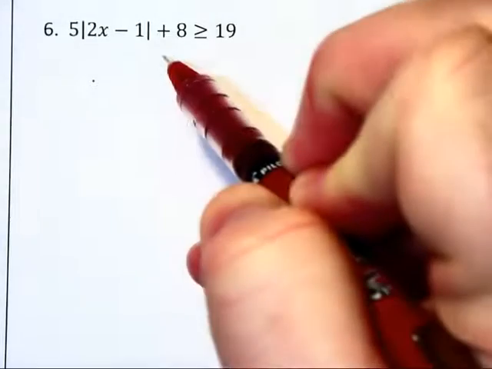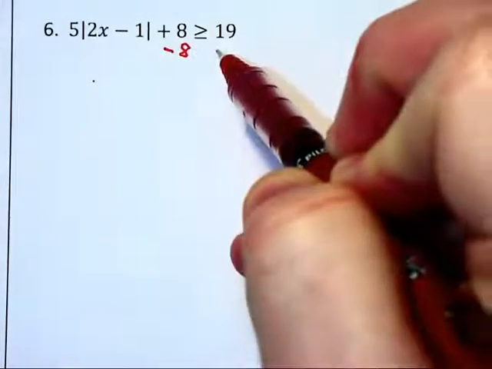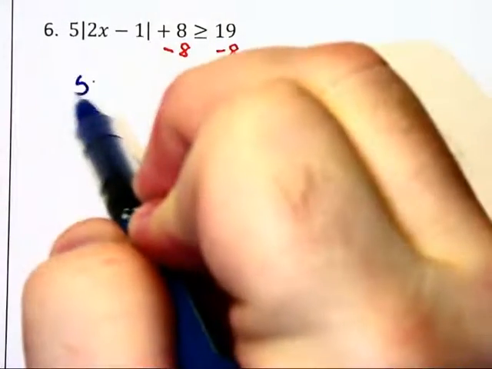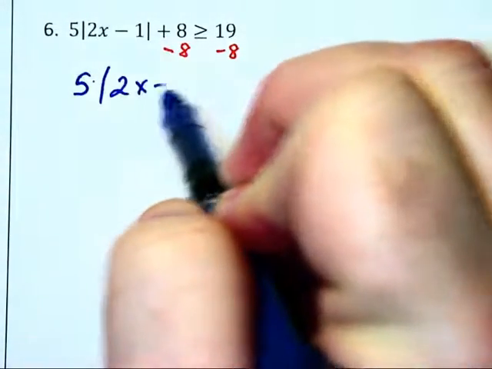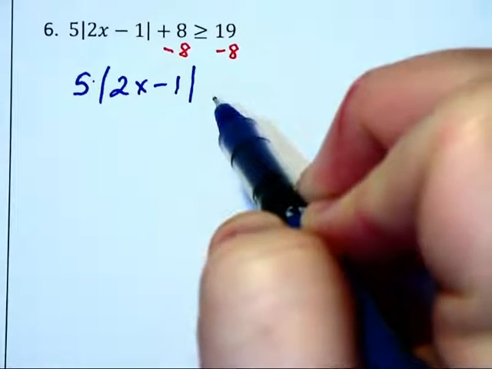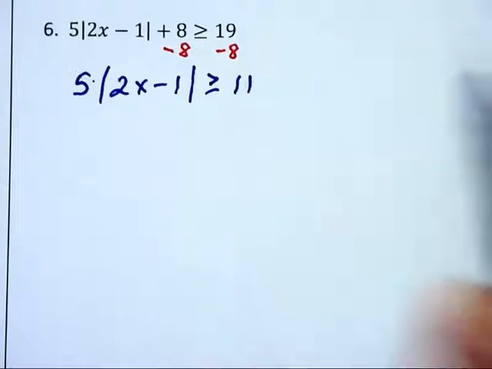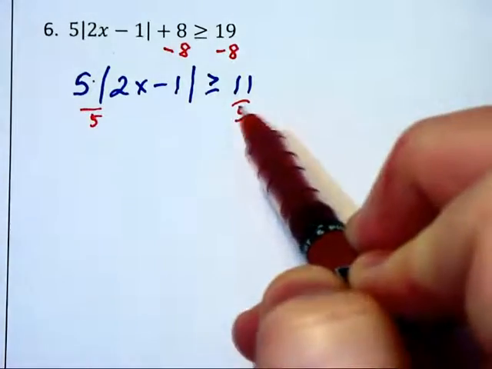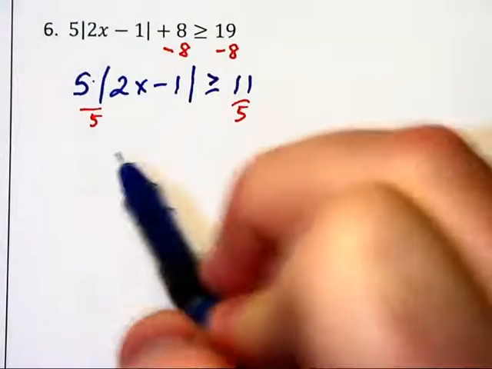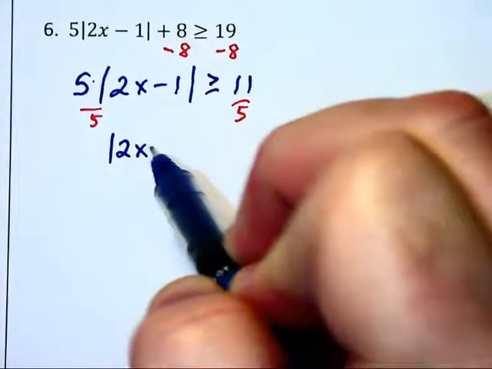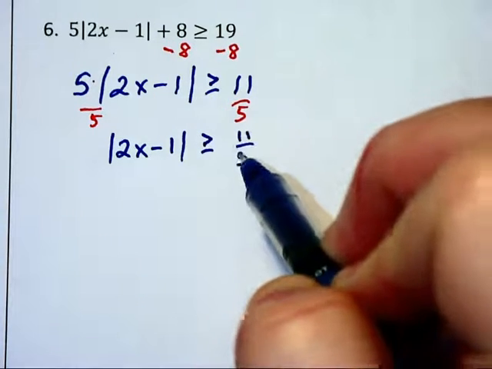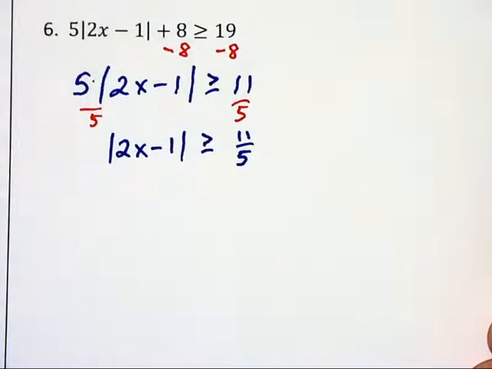Let's begin this next problem by subtracting 8 on each side. This will leave us with 5 times the absolute value of 2x minus 1 is greater than or equal to 11. We then will be dividing 5 on each side of this inequality. This now leaves us with the absolute value of 2x minus 1 is greater than or equal to 11 fifths. Now we have the absolute value isolated by itself on the left.